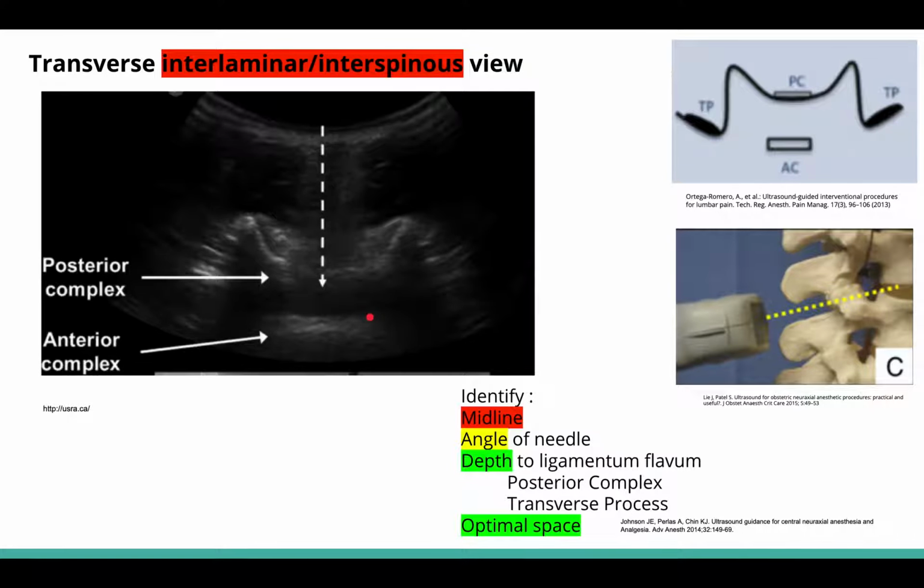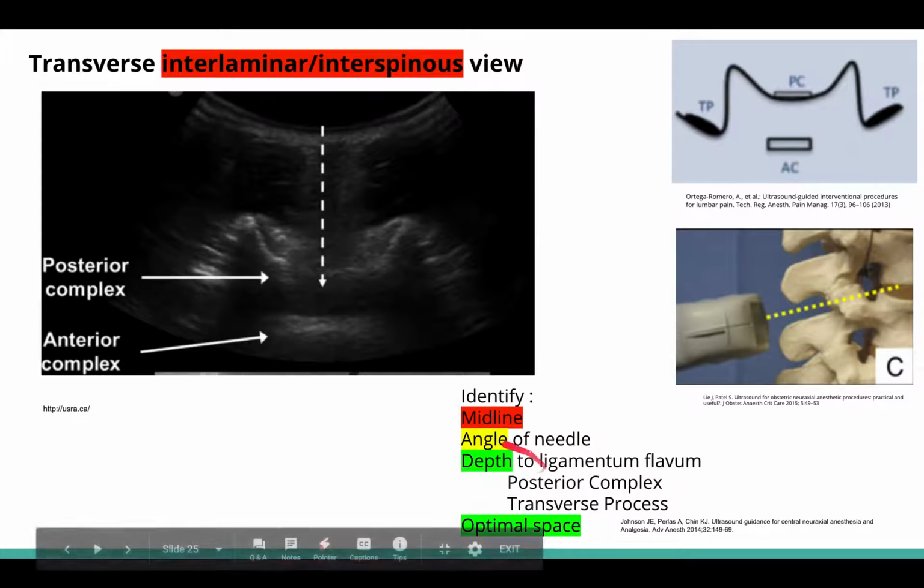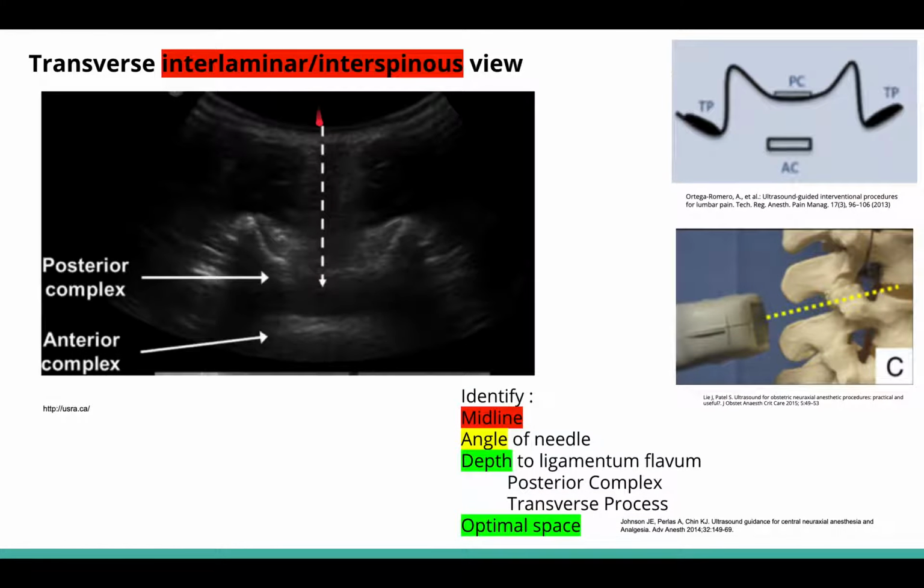So what can you do in this view? Again, this is a very important view. You can identify your midline, and if you note the angle of your transducer that brings you this view, that's going to be the same angle you use for your needle as well. And you can measure the distance from the skin to the posterior complex. But sometimes it's hard to see the posterior complex in this view, so the parasagittal oblique is a better view to measure your ligamentum flavum. But this is a second way you can confirm or verify your distance to the ligamentum flavum.